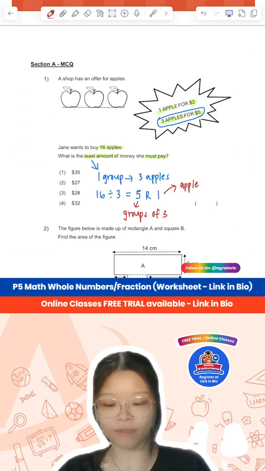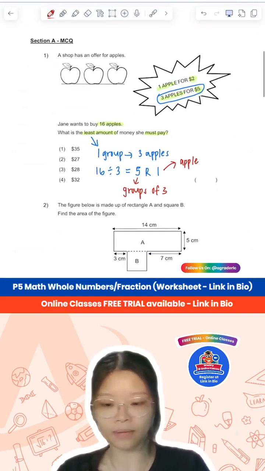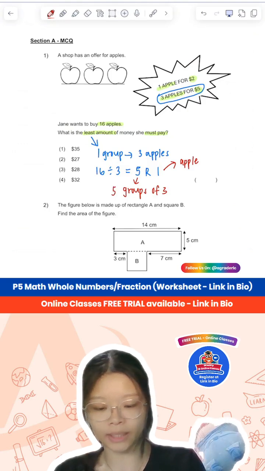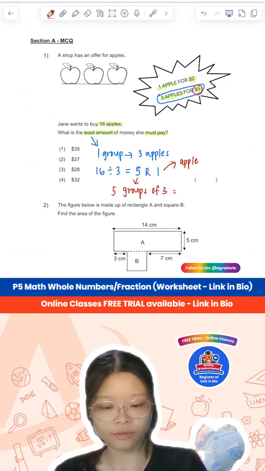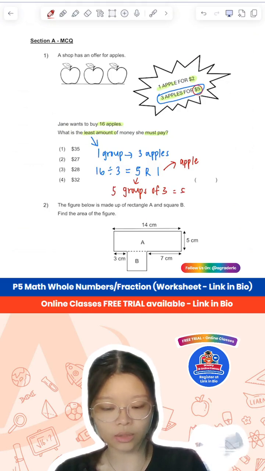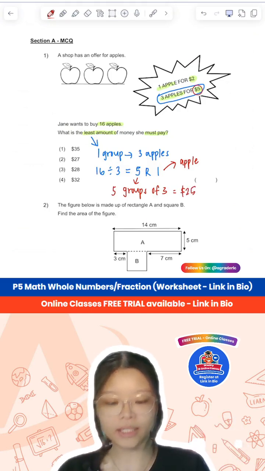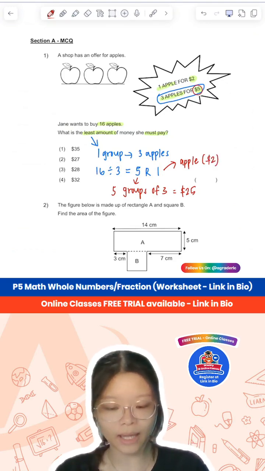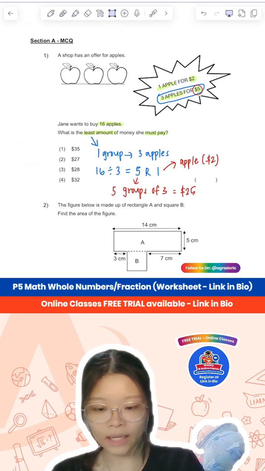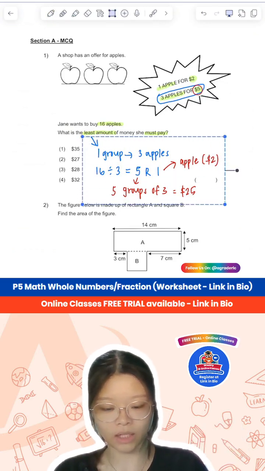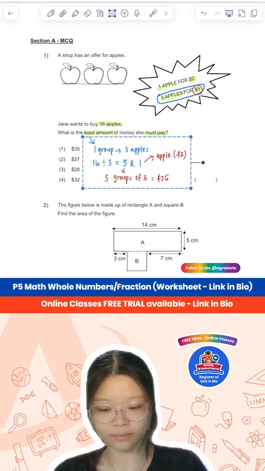So now we can find what is the least amount she should pay. The least amount she should pay is 5 groups of 3, $5 each, okay? So it is $25. And this apple over here is $2. So in total, she will spend 25 plus 2. Okay, wait, my handwriting is a bit too big. Let me change it.